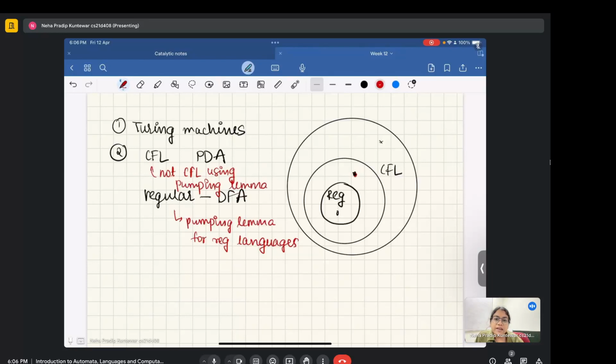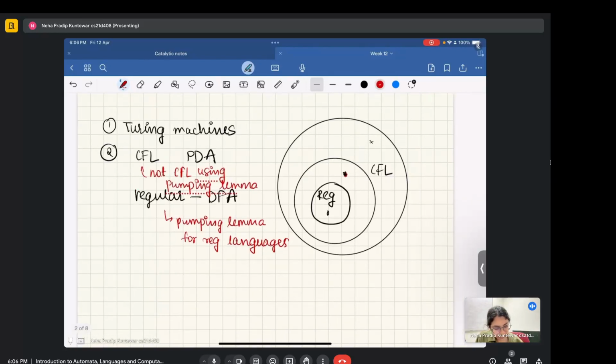This pumping lemma is very similar in spirit to the one for DFAs. In principle it's very similar, but there are a few more things that we need to take into account while using the pumping lemma for context-free languages. So today we will look into some examples of that kind. We will see how to show that a particular language is not context-free. So let's see how to do that.